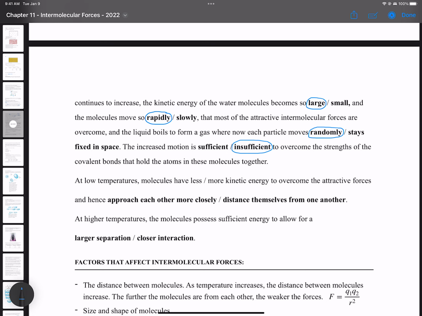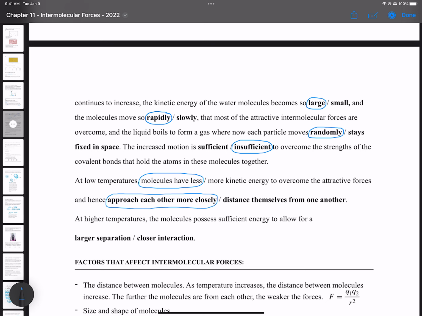So we're going to say they have less energy, right? Because they're not moving as fast because of temperature. And hence they approach each other more closely or distance themselves from one another. If they don't have enough kinetic energy, they're not going to move as fast. So they're going to stay closer together here, just like in a solid.